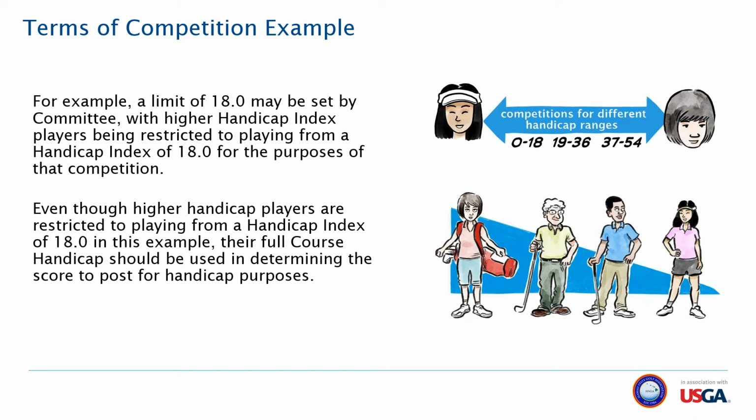As an example, a limit of 18 may be set by a committee, with higher handicap index players being restricted to playing from a handicap index of 18 for the purposes of that competition. Even though the higher handicap players are restricted to playing from a handicap index of 18 in this example, their full course handicap should be used in determining the score to post for their handicap purposes.